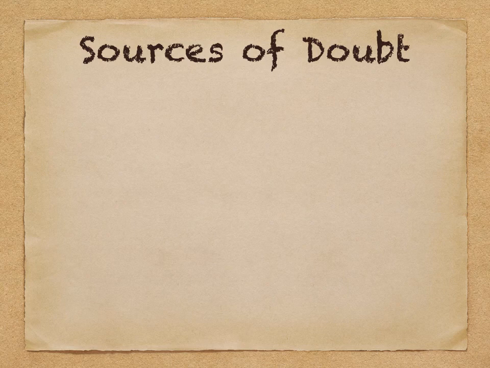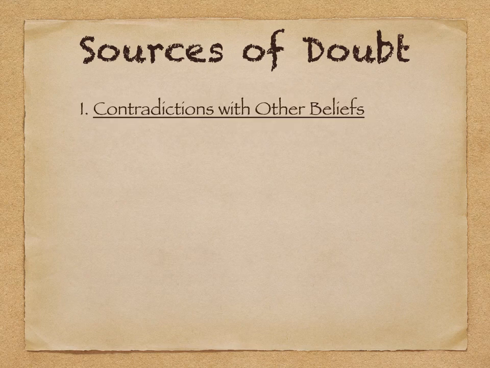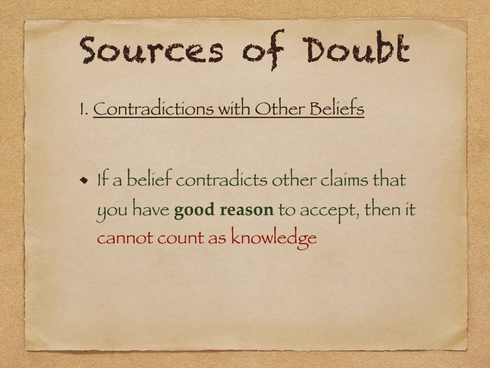What I want to do in this lecture is start to explore some possible sources of reasonable doubt, the kind of doubt that can potentially undermine claims of knowledge. One source of doubt is contradiction with other beliefs. Remember from Aristotle's laws of thought, we know that two contradictory statements cannot be true as a matter of logical necessity. So if something that you believe contradicts other beliefs or claims that you have some good reason to accept, then your belief does not count as knowledge. It is not justified beyond a reasonable doubt. Until you have done further investigation and figured out which belief to reject, you should not claim to have knowledge.